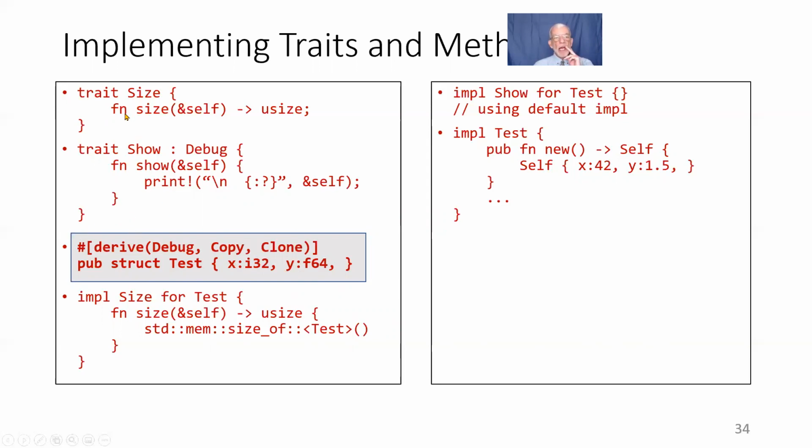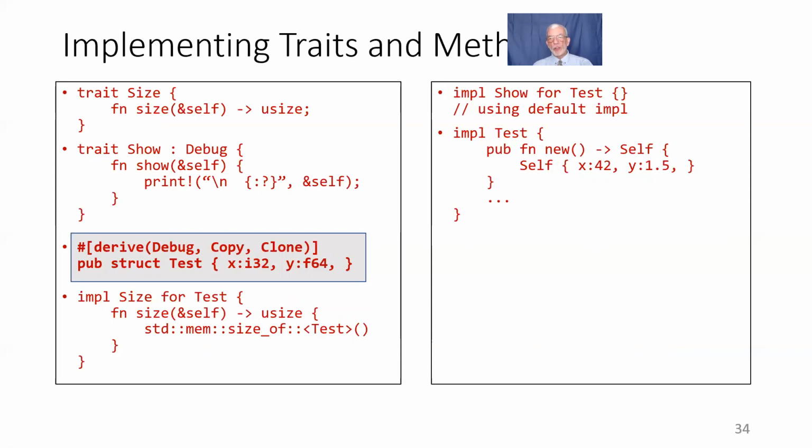Here's a trait, Size, and I'm declaring a function size. This is a method because it takes the ampersand self. So when you call it, you'll invoke it with no arguments, and it's going to return a usize, a measure of the size in bytes of that object. And there's a trait called Show that I am implementing here, and this has a super trait, Debug.